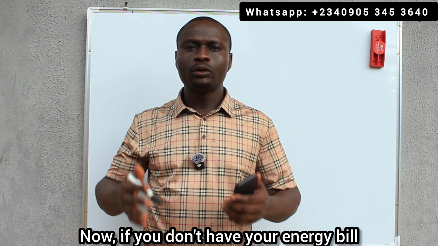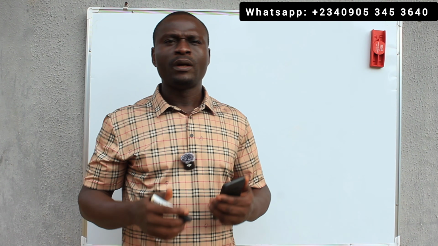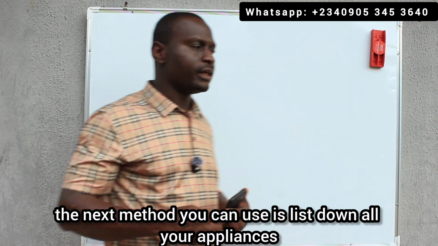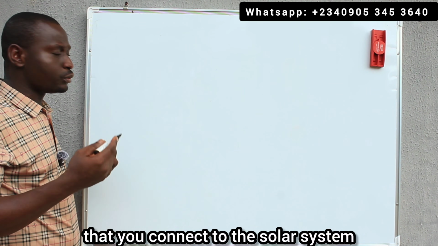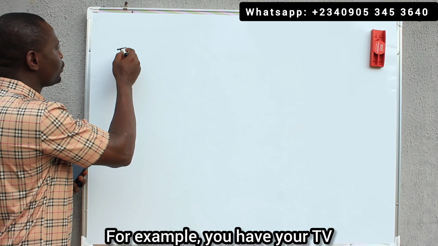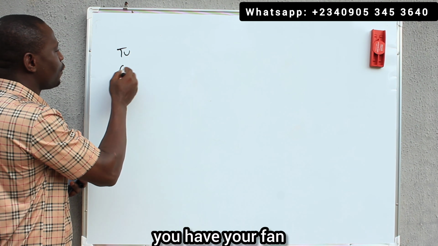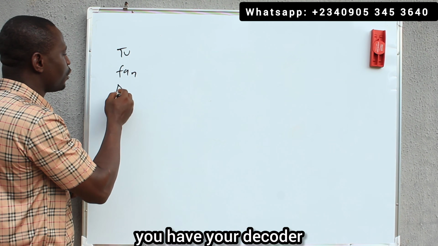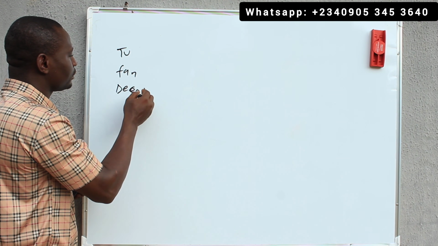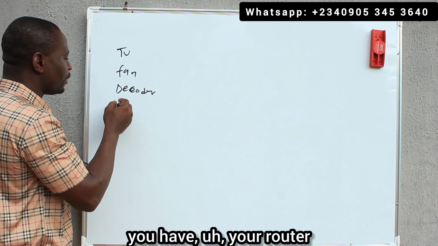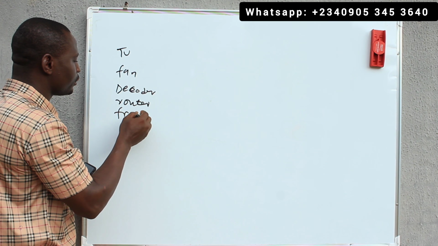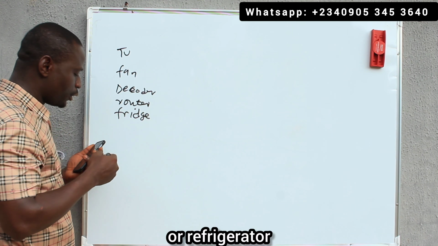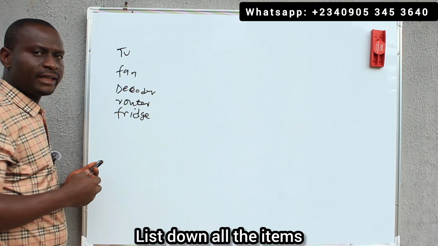Now, if you don't have your energy bill, the next method you can use is to list down all the appliances that you connect to the solar system. For example, you have your TV, your fan, your decoder, your router, your fridge or refrigerator. List down all the items.